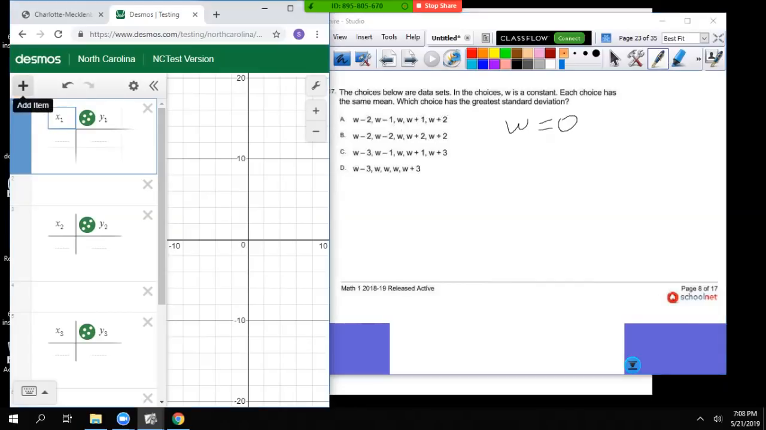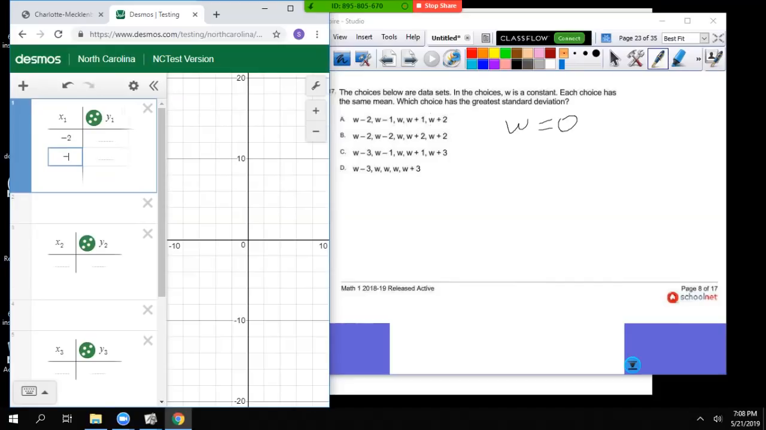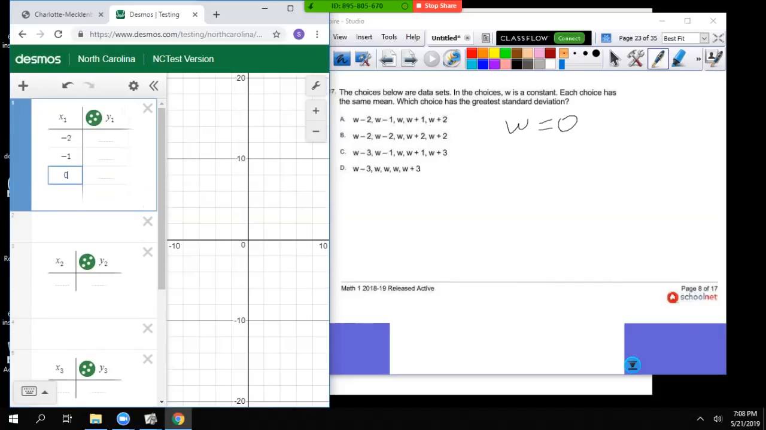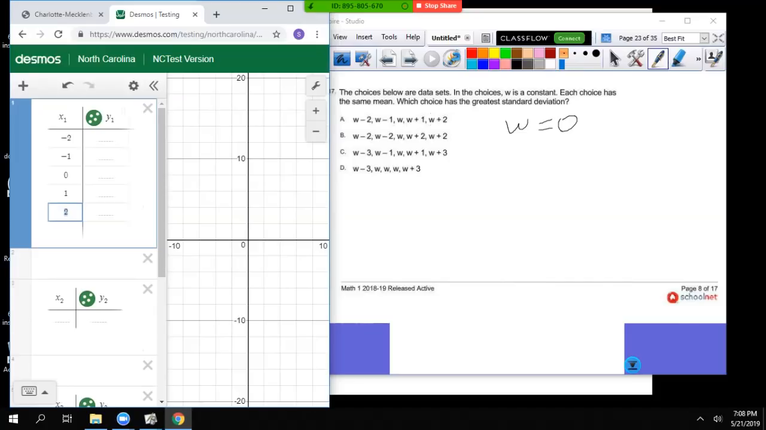So remember, if you're not sure what to do, you're going to click the plus and table. So for answer choice A, I'm going to go ahead and enter what I see. So we have -2, -1. Remember, w is 0. 0 plus 1 is 1. And 0 plus 2 is 2. So that's what I'm going to enter in. -2, -1, 0, 1, and 2.